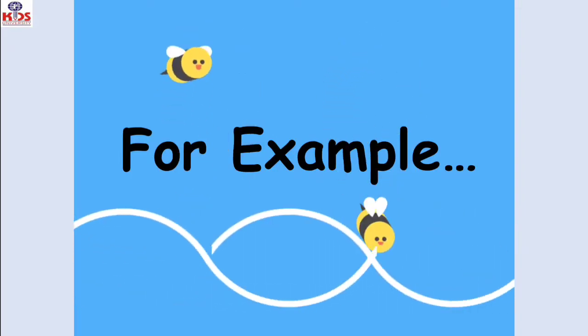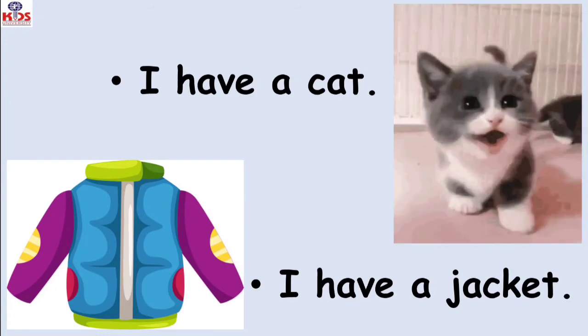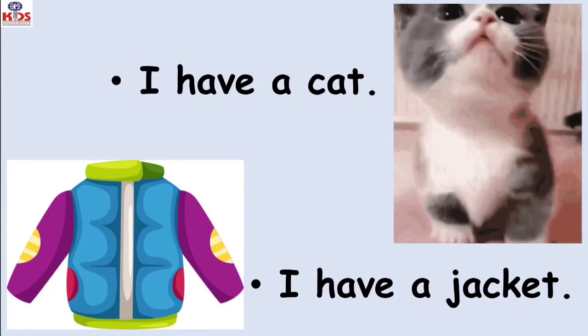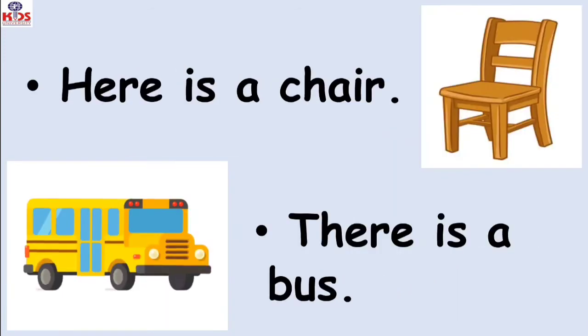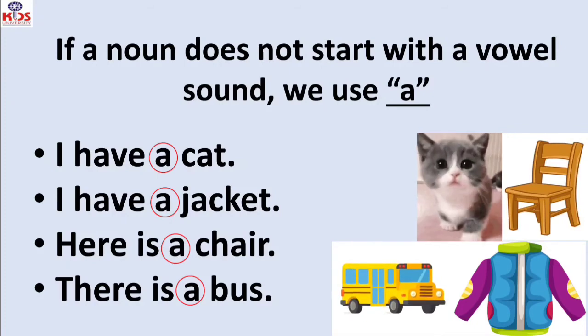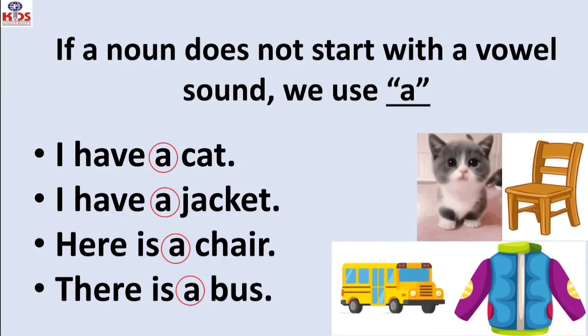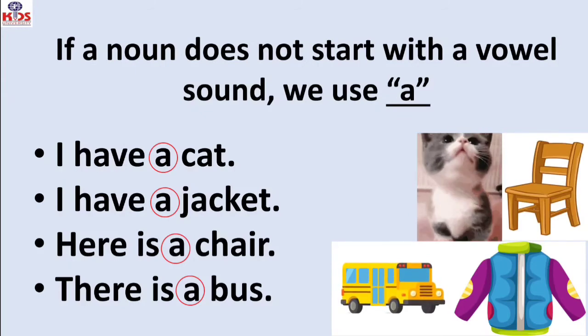For example, I have a cat. I have a jacket. Here is a chair. There is a bus. Do you see? I have used a in every sentence. I have a cat. I have a jacket. Here is a chair. There is a bus.